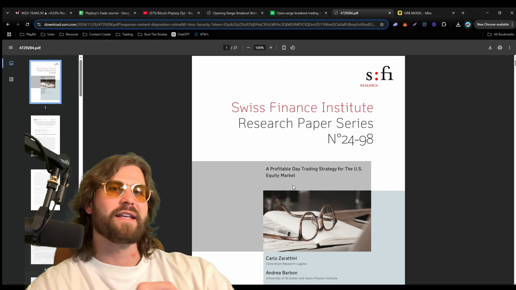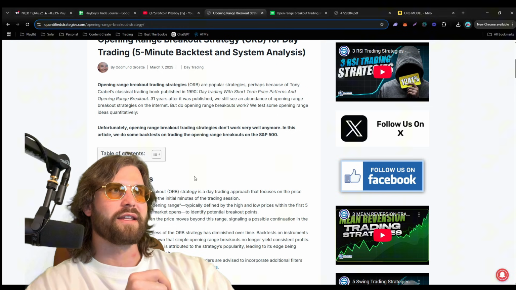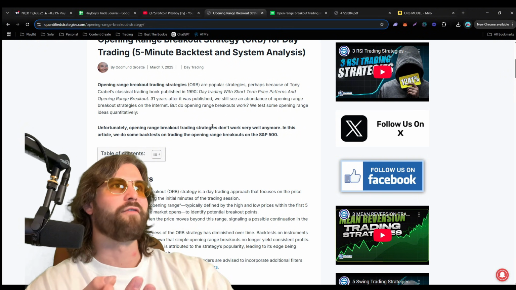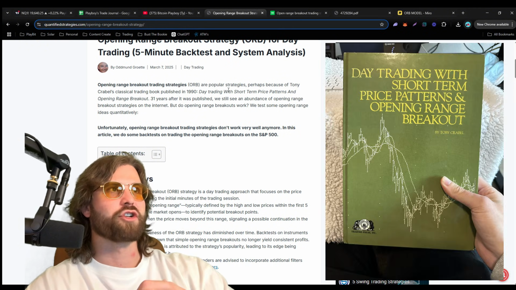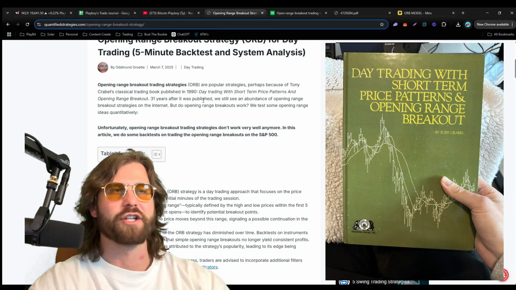So some of the main things to note is, although this model was utilized way back in the day, and what we can see here, back in the 1990s, there was a famous book that came out by Tony Corbell, which was the day trading with short-term price patterns in the opening range breakout. Right, 31 years after it's published, still an abundance of opening range strategies on the market.